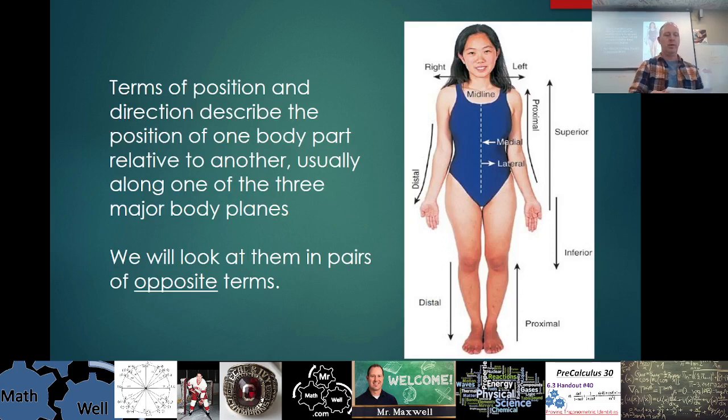Okay, the terms of position and direction describe the position of one body part relative to another, usually along one of the three major body planes. We will look at them in pairs of opposite terms. You can see from this diagram some of the terms we're going to be studying. Obviously, left and right is pretty straightforward. We use that all the time.